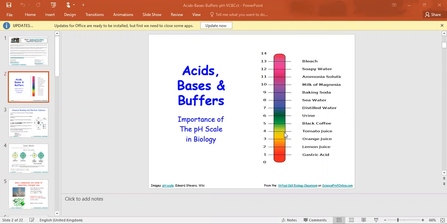For example, this is the pH scale, and we check the pH of gastric acid, pH 1; lemon juice, pH 2; orange juice, 3; tomato juice, 4; black coffee, 5; urine, 6; distilled water, 7; sea water, 8; baking soda, 9; milk of magnesia, 10; ammonia solution, 11; soapy water, 12; and bleach, 13. This is the pH scale in biology.